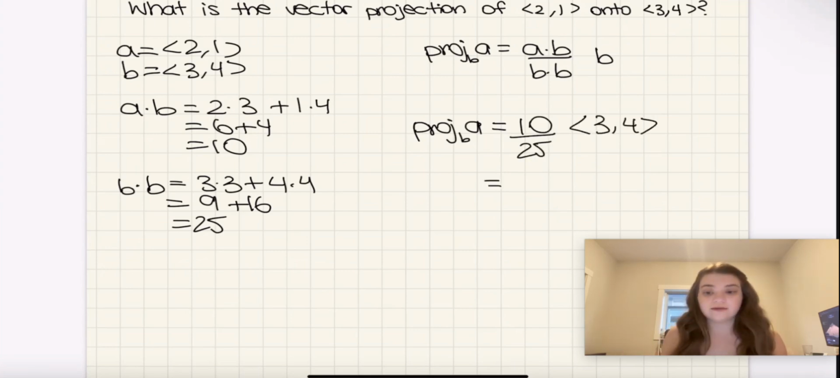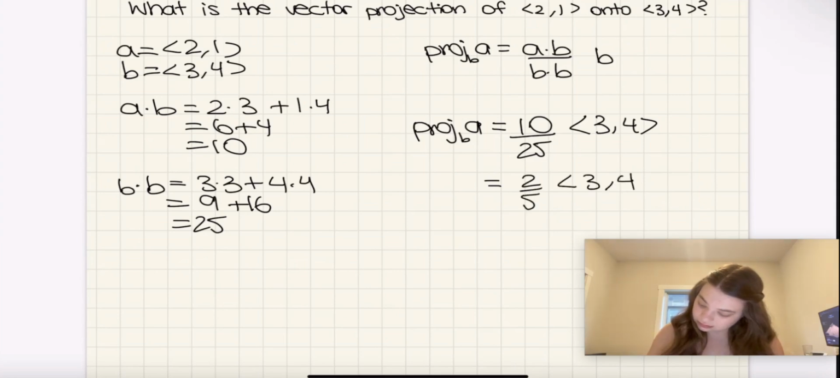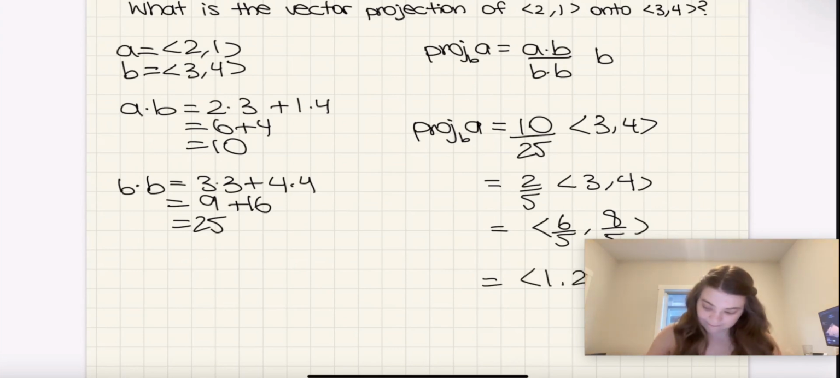Now 10 over 25, that's the same thing as 2/5, if we reduce that. And so therefore the final answer here would be (6/5, 8/5). And if we do want to put that in decimal form, that is (1.2, 1.6), like that. And there we go.